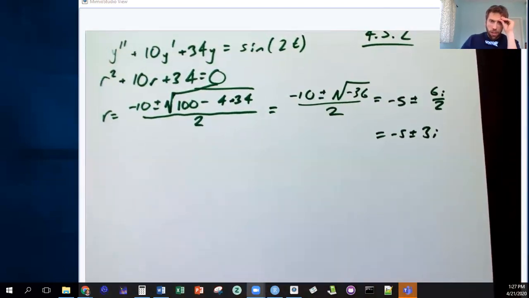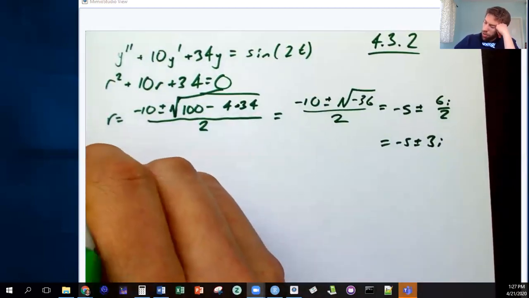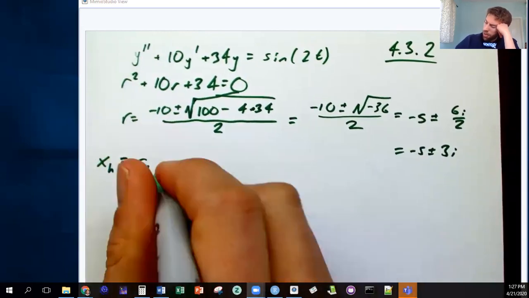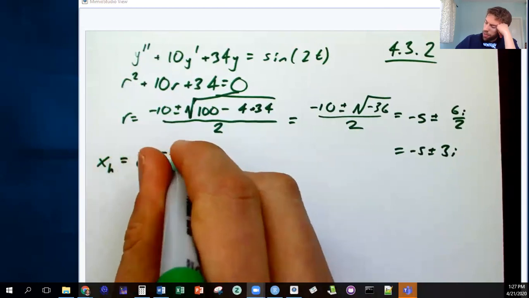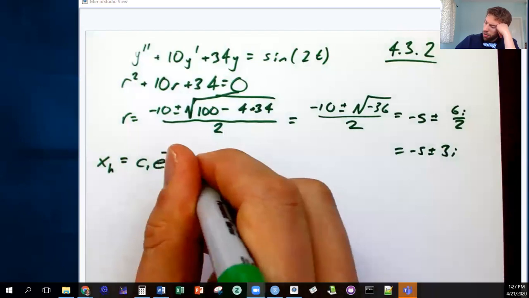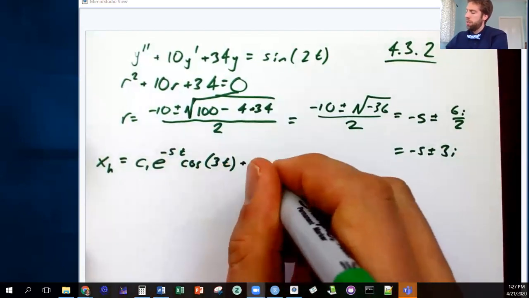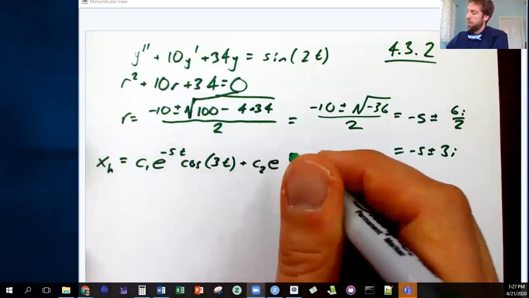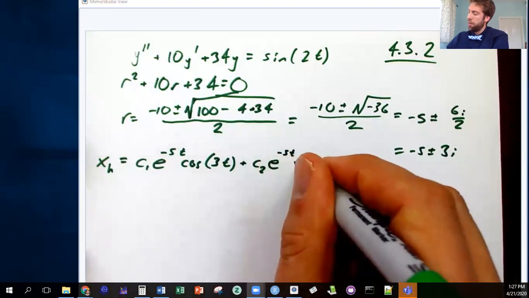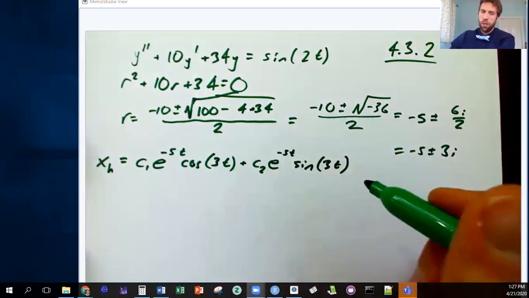So that's our eigenvalue. So then the solution to the homogeneous equation is C1 e to the negative 5t times cosine 3t plus C2 e to the negative 5t times sine of 3t.